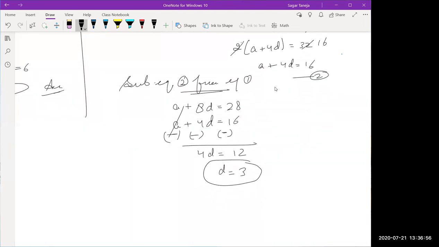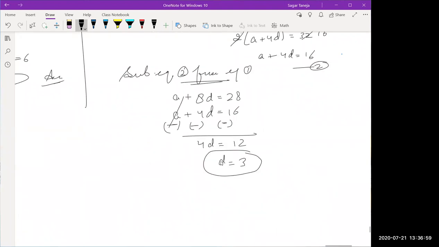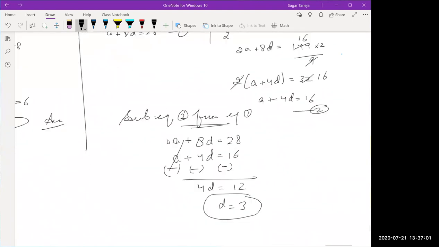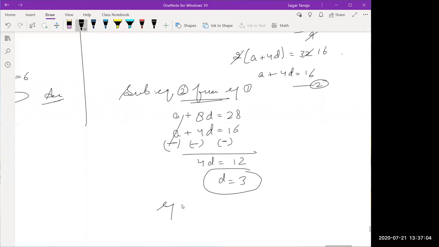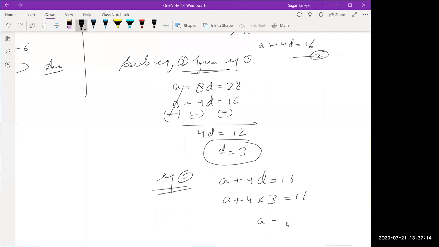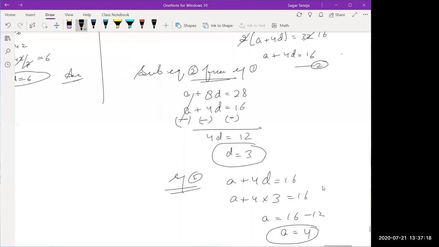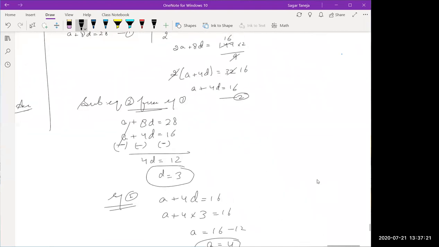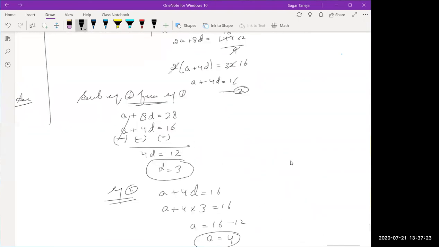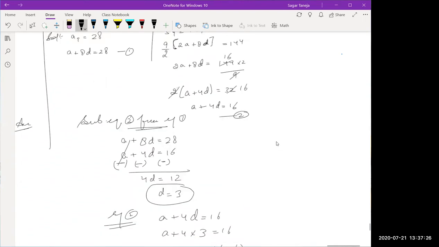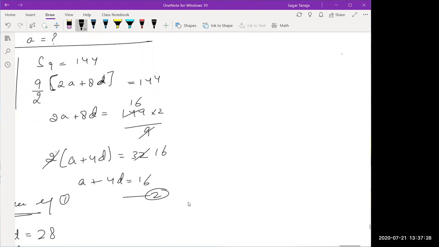Then we can calculate the value of a by putting the value of d in any of the equations. Okay. So using the second equation, a plus 4d is equal to 16, and a plus 4 into 3 is equal to 16, and a is equal to 16 minus 12, which is 4. So as you have done all the questions with this method, I have told you the same question with the same method. Now let us write the second way of doing this question.